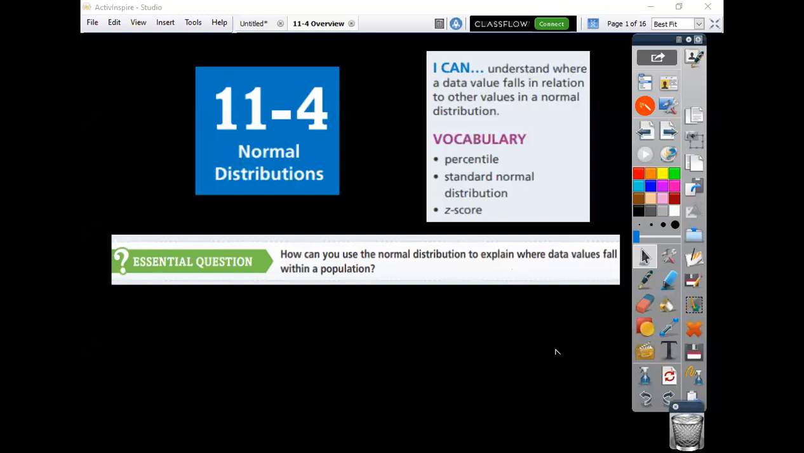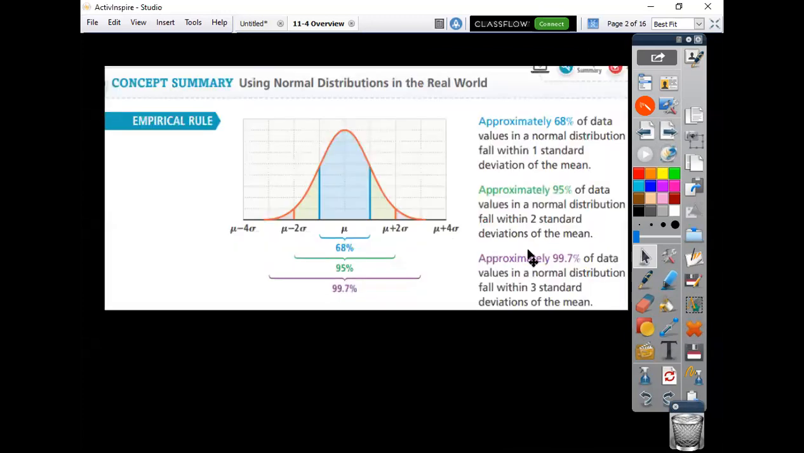Okay, lesson 11-4, normal distributions. Remember, normal distributions, the bell curve. And some of the things you're going to run into in this lesson are percentiles, standard normal distribution, and a z-score. And what we're really trying to answer here is how can you use this normal distribution to explain where data falls within a population, so for a whole population.